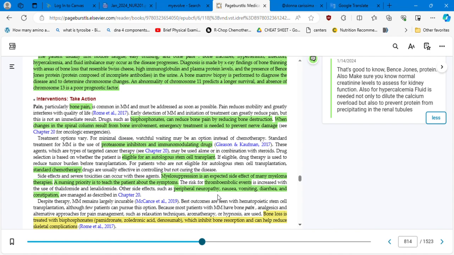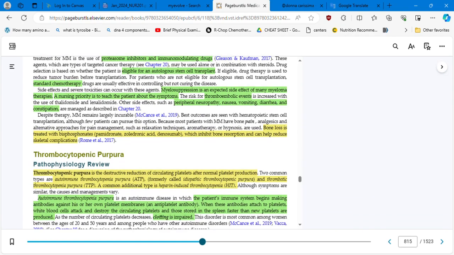They have to look for thromboembolic events, peripheral neuropathy, nausea, vomiting, diarrhea, and constipation, and pain if they feel like they are suffering a fracture. Bone loss is treated with bisphosphonates, as I mentioned, like zoledronic acid and denosumab. Those are the most popular, which inhibit bone resorption and can help reduce skeletal complications.